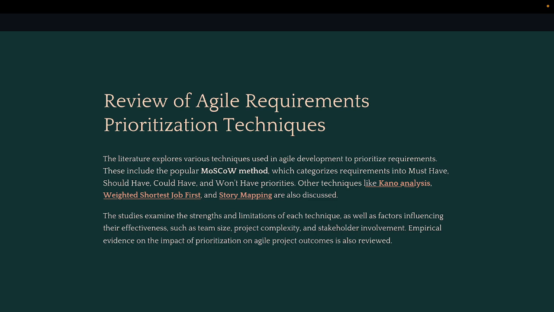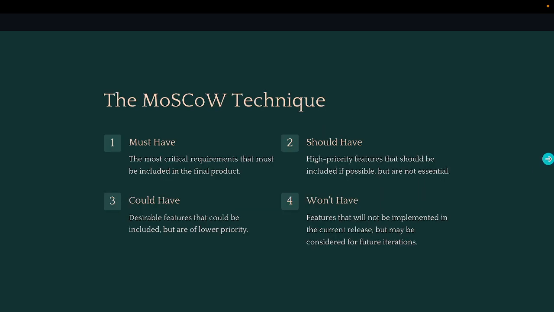We talk about what Agile is, and what kind of methods and techniques it has. One of the popular methods is the MoSCoW method, and other techniques like Kano analysis, weighted shortest job first, and so on. So the first one is the MoSCoW technique.